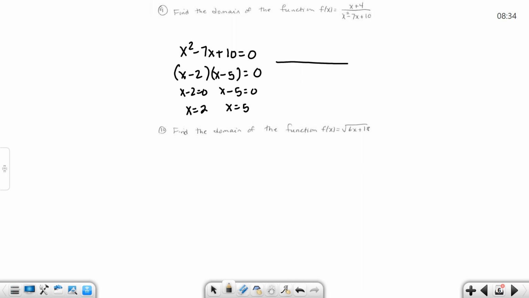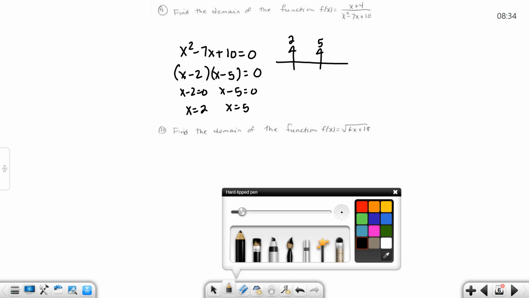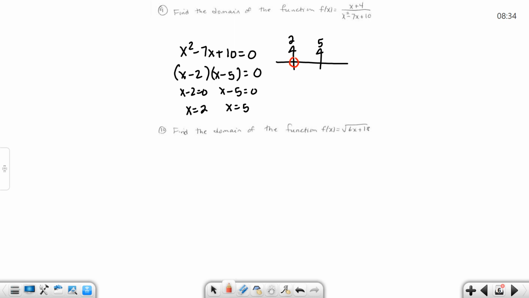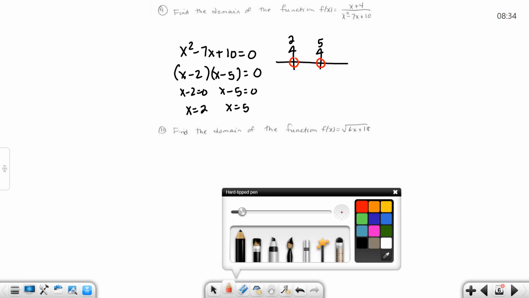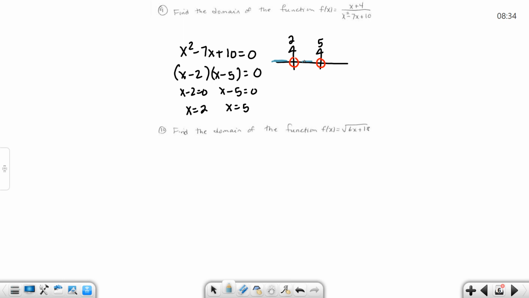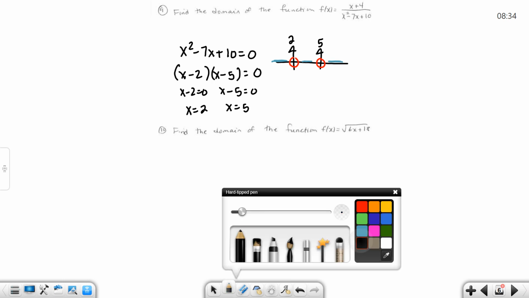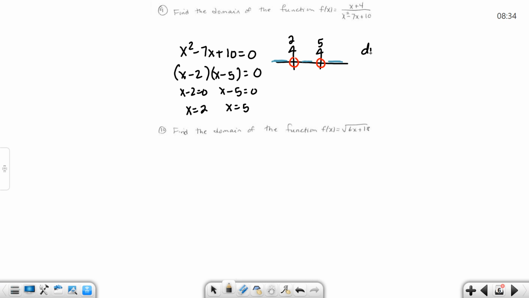So we have a number line with all of our numbers on it. These are the ones that we have to throw away. They are the ones that we cannot touch. But we have lots of other x's in these other regions, and those are the ones that make up the domain.